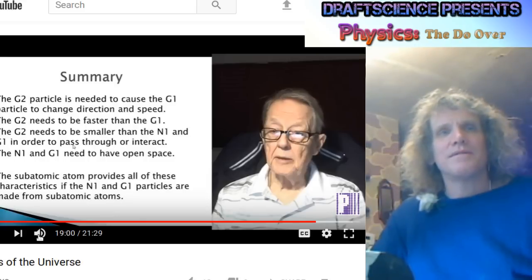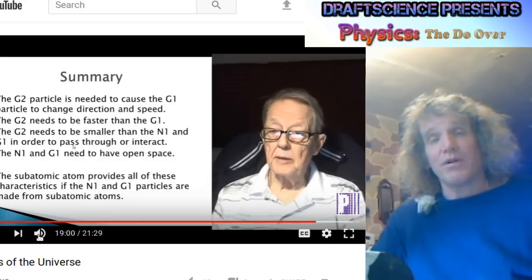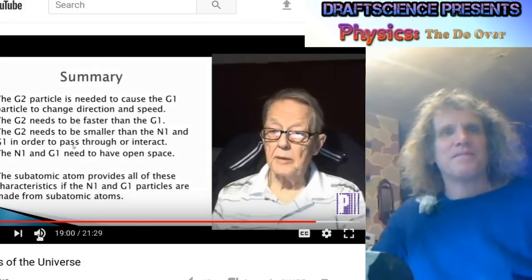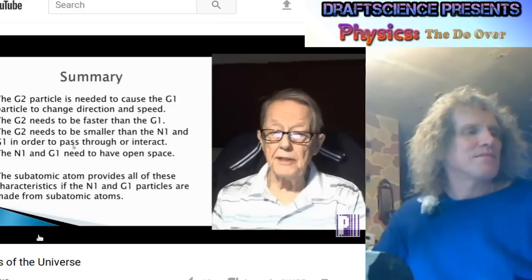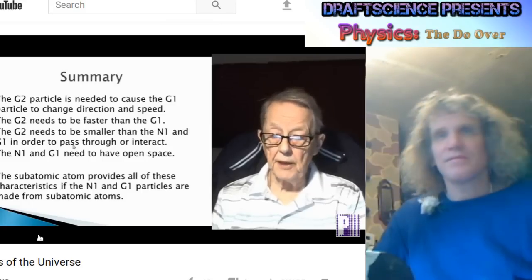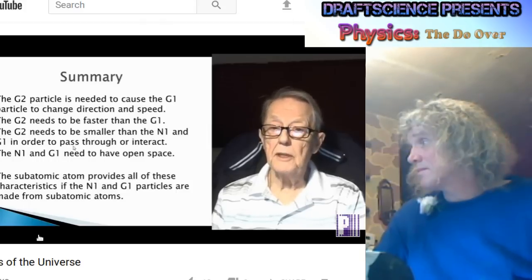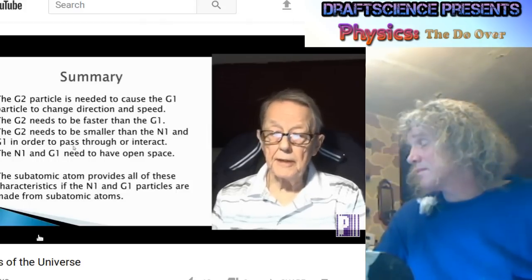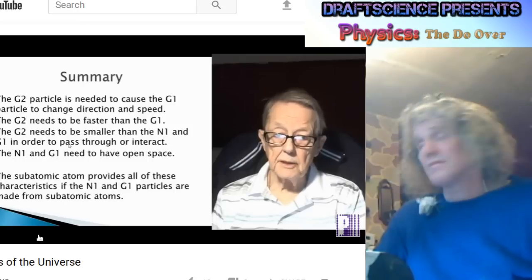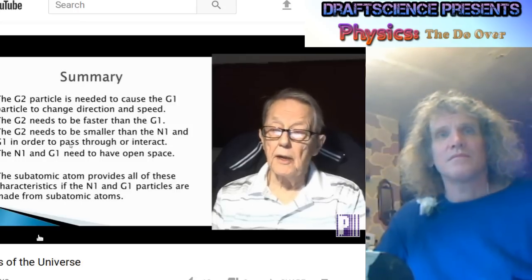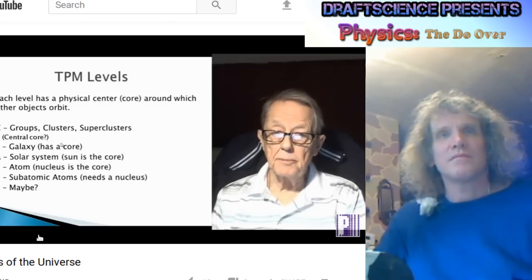That it's just a kinetic reaction on a checkerboard. It's a checkerboard. The checkers move in a mechanical way. That provides all of these characteristics if the N1 and the G1 particles are made from subatomic atoms that satisfy the criteria. That's in summary, that's where the G1 particle comes from.